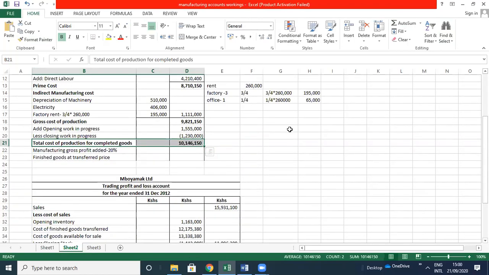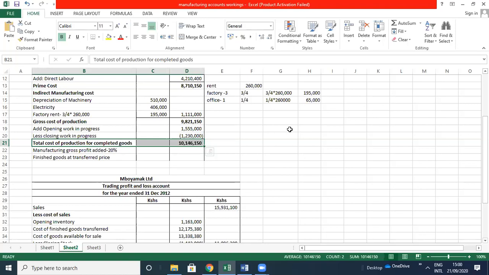Yes. Then from there is what we call manufacturing profit. What have we been told about the profit? There should be some additional information there concerning the profit. What have we been told? That finished goods are transferred from factory to sales at a markup of 20%. What does that mean?